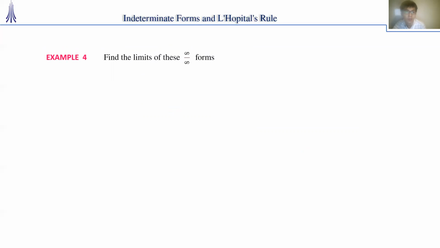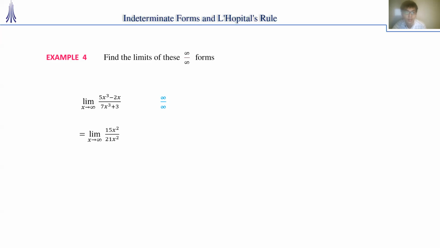So let's see example 4. Find the limit of this infinity over infinity form. Example: the limit as h approaches infinity of 5 times h cubed minus 2 times h over 7 times h cubed plus 3.